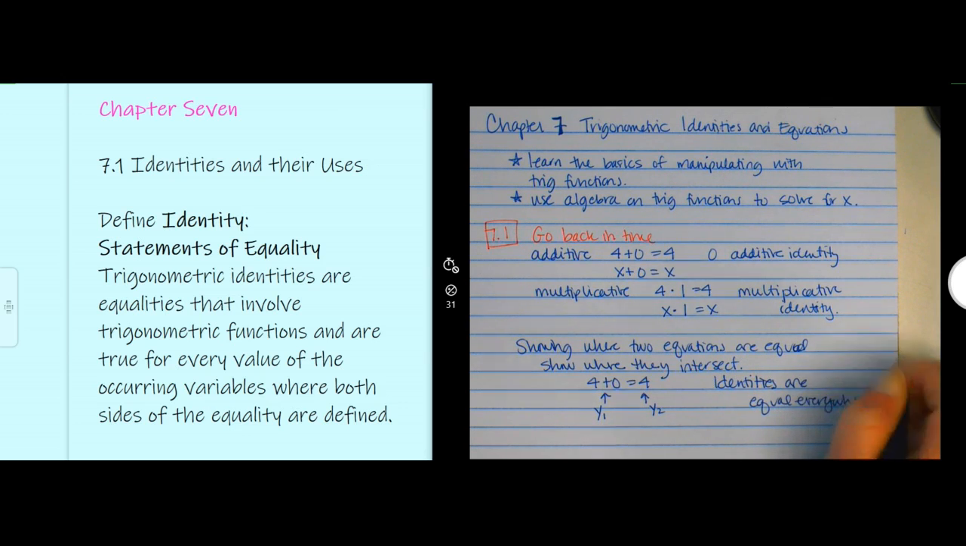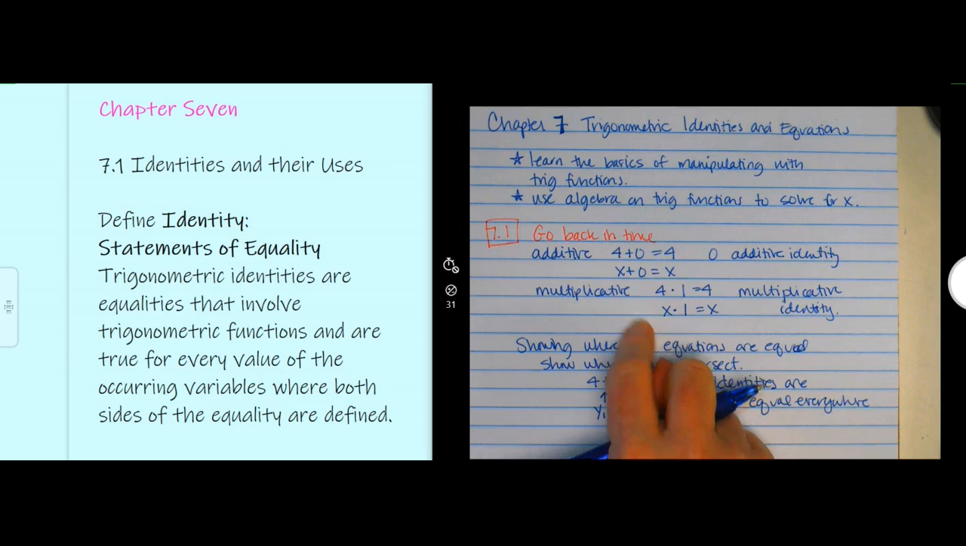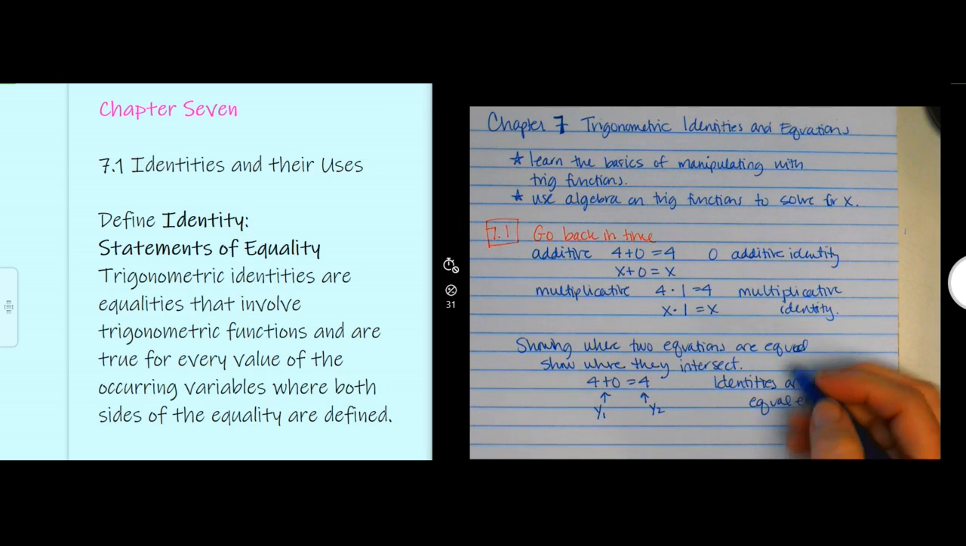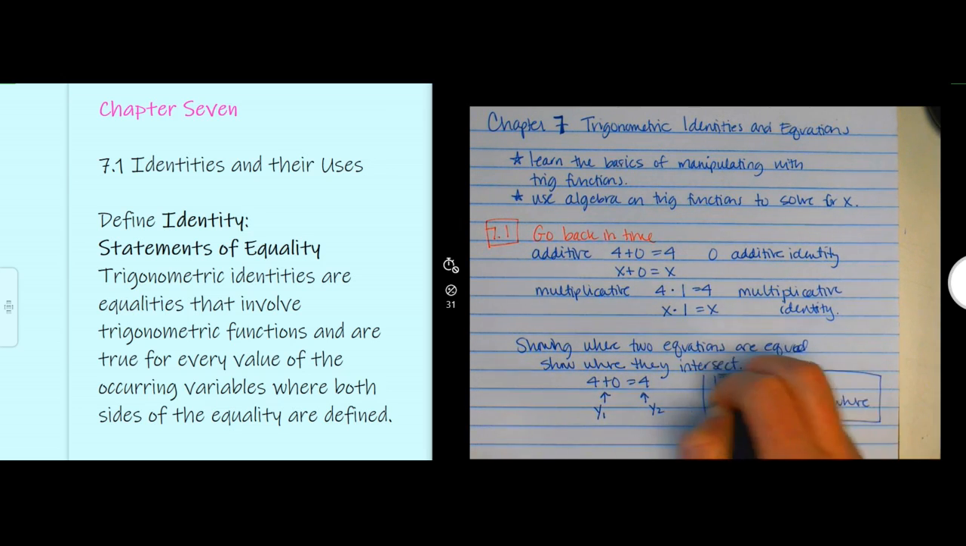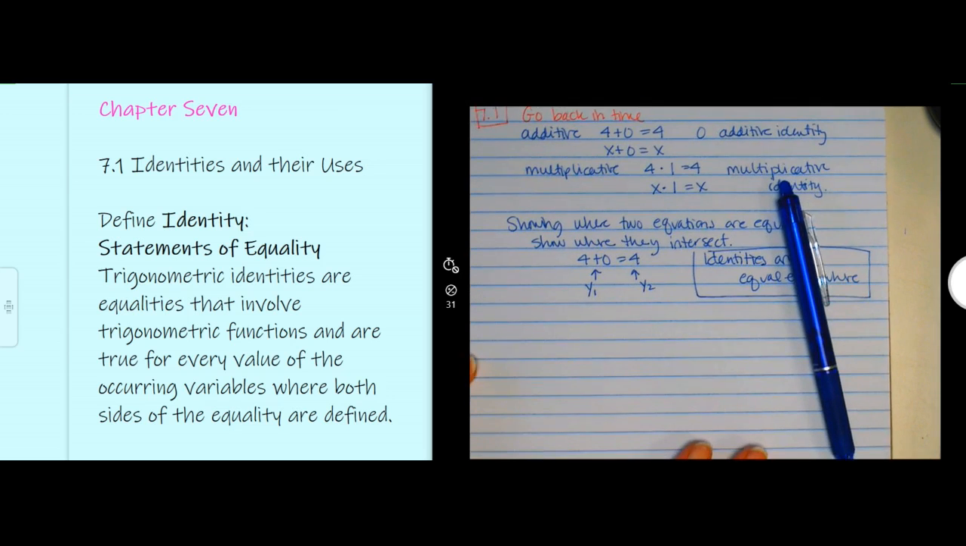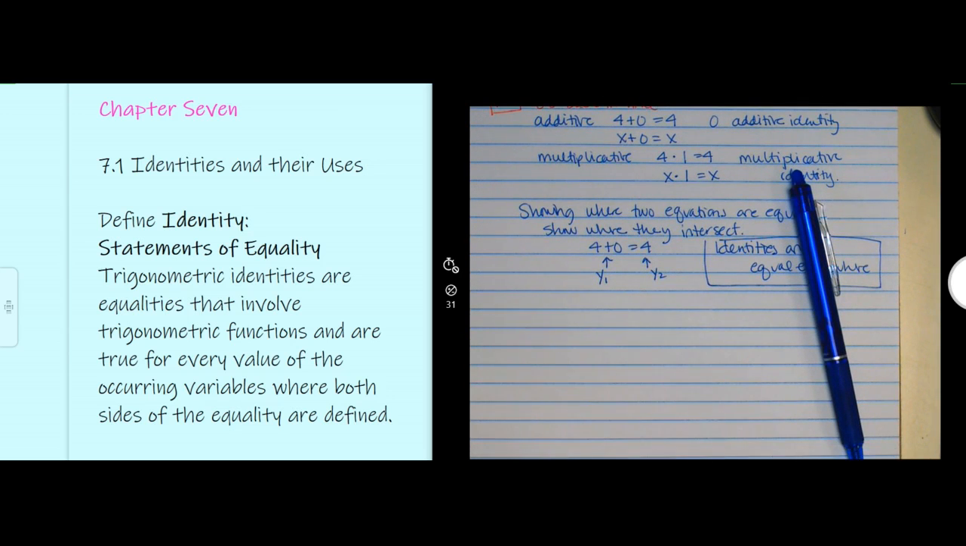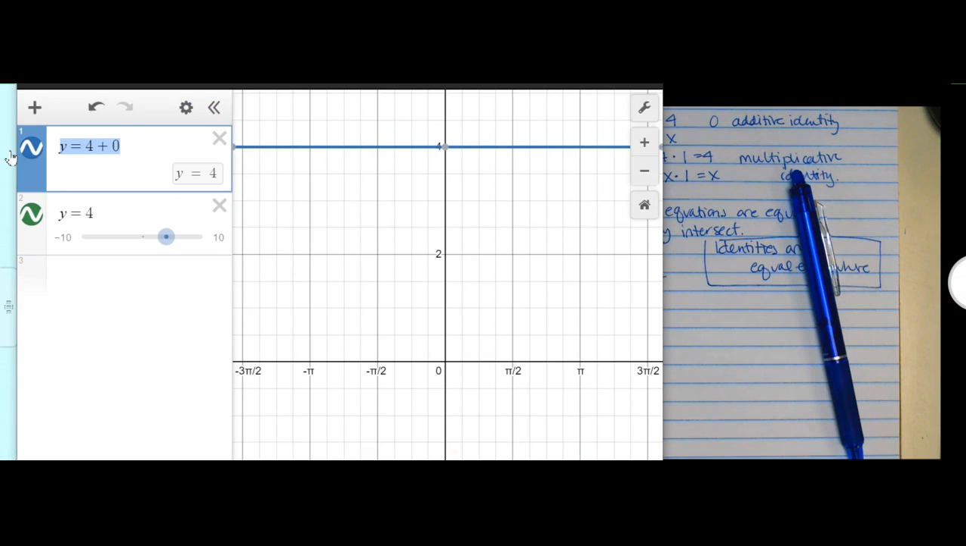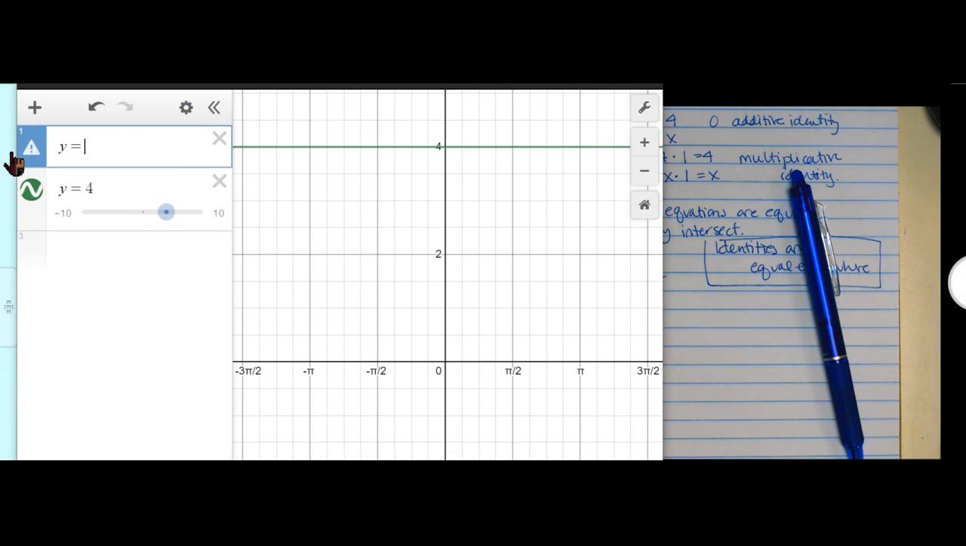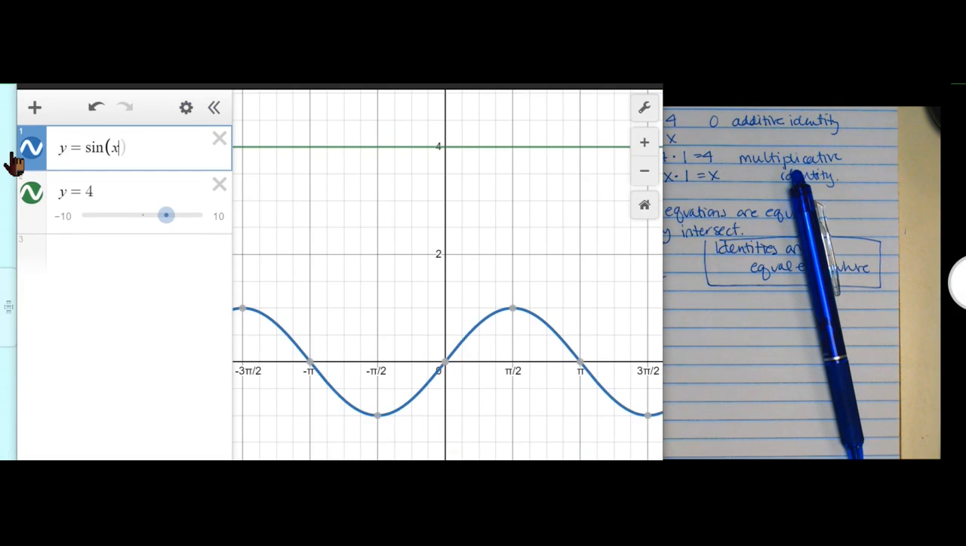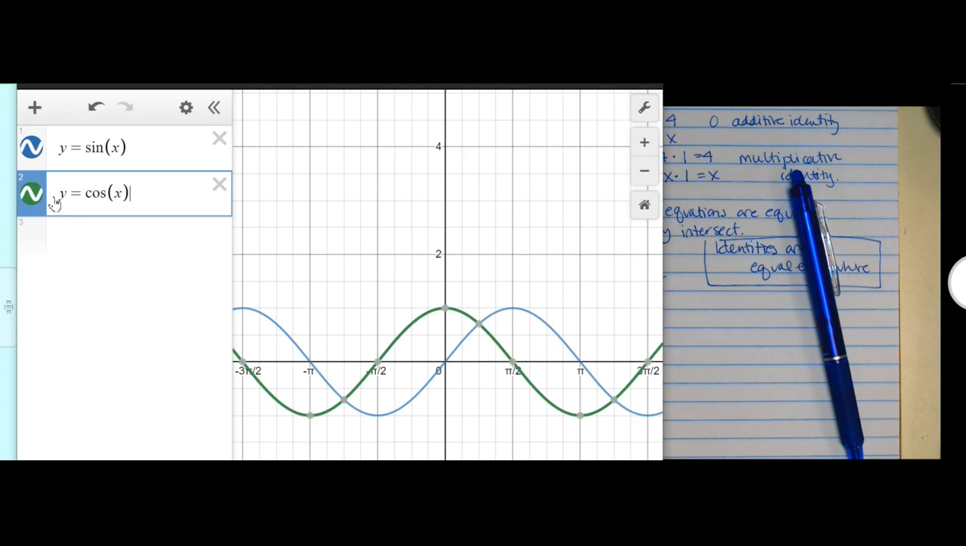And you already know that for adding 0 or multiplying by 1. But I want to show you that with some trig functions. I have talked several times about how cosine and sine are the same graph, but they are shifted in one direction or the other. So we're going to change the trig now. I'm going to say y equals sine of x, and then I'm going to graph y equals cosine of x.